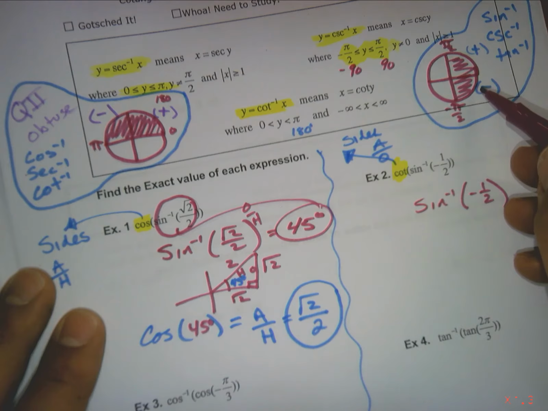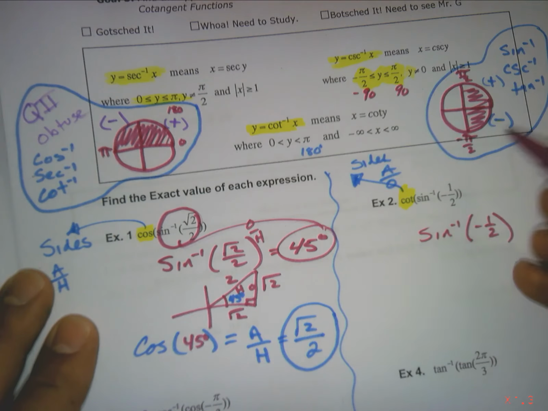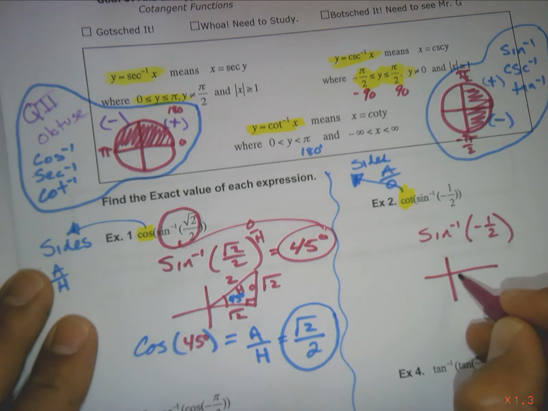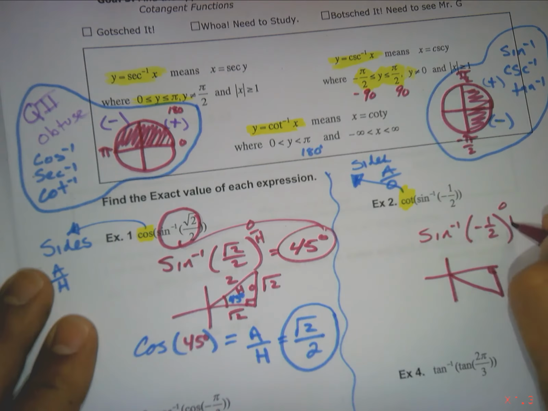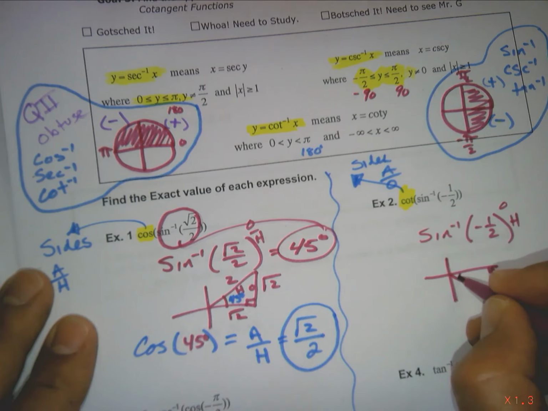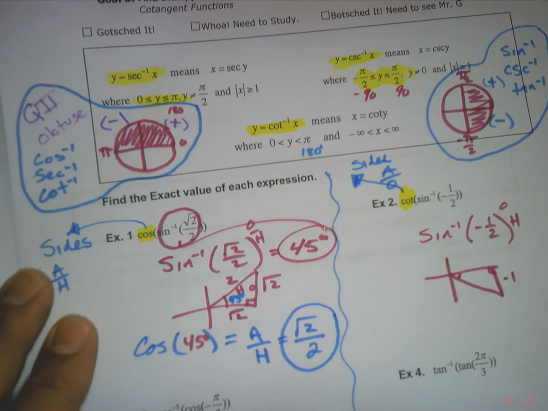Inverse sine works in 2 quadrants, 1 and 4. And this is a -1/2. So I'm going to draw this thing in 4. Make a 90 with the x-axis. Remember, sine is O over H. So I got O across from this angle here. That's -1. I got H.